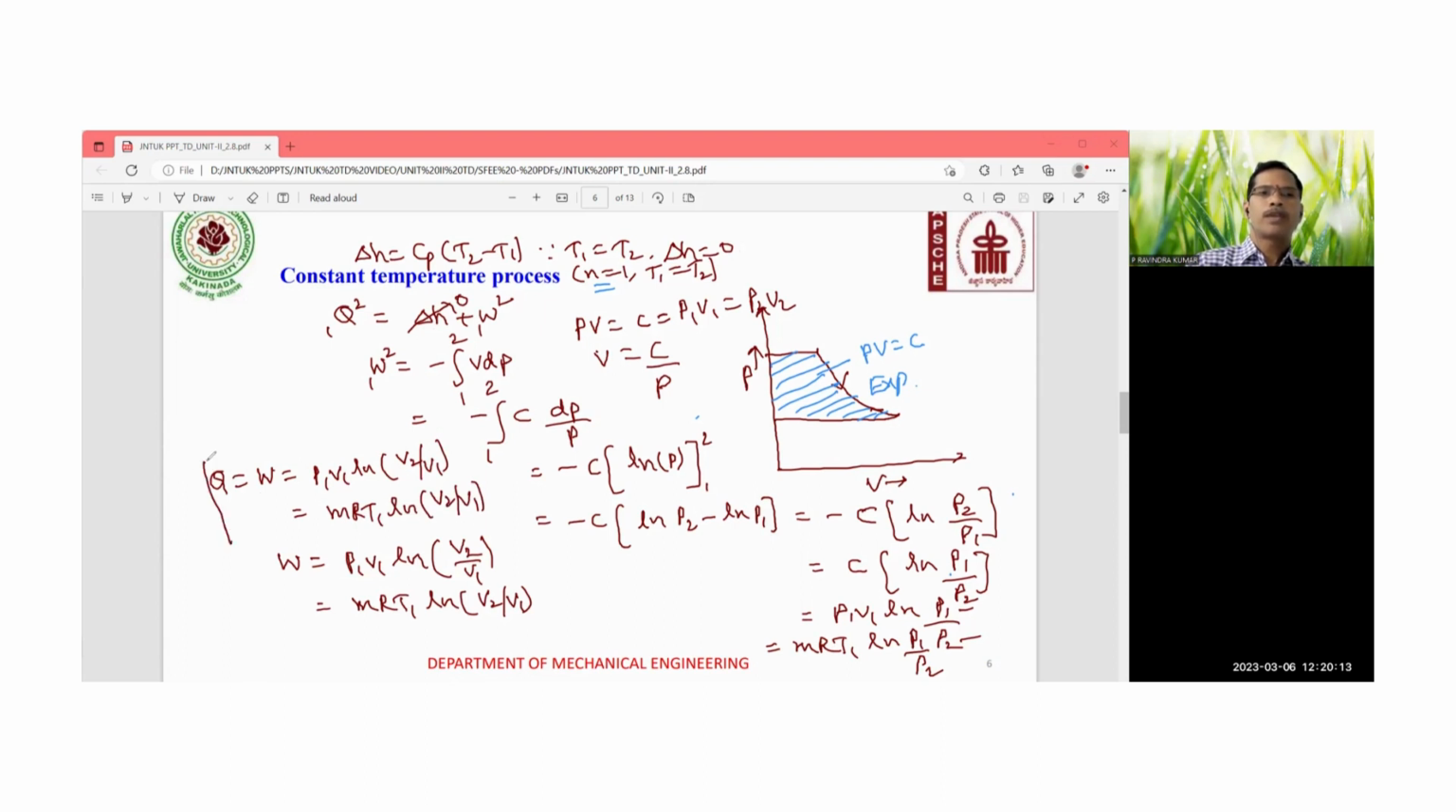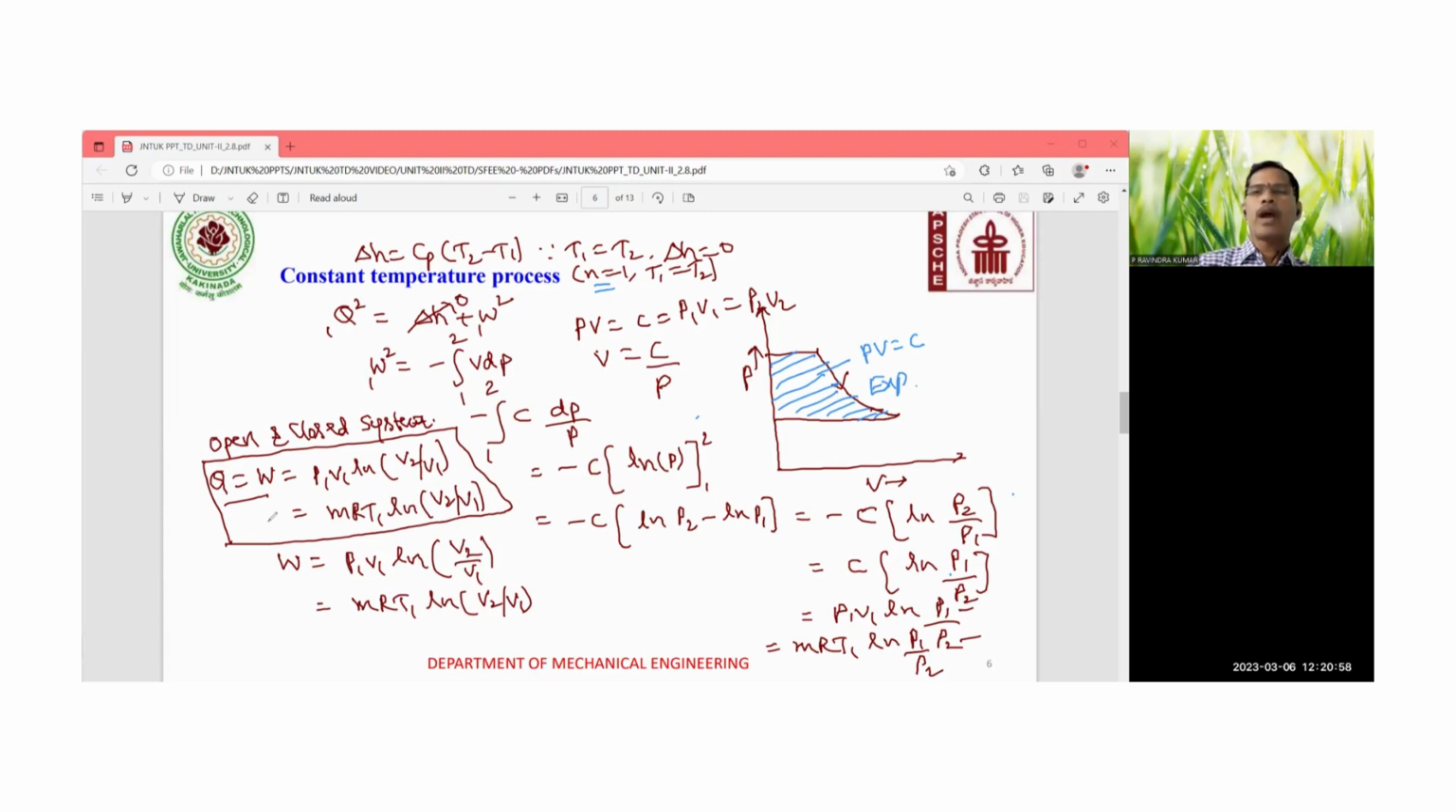So this kind of expression is valid for both open and closed systems. Sometimes they may ask, prove that heat and work transfer for the case of a flow and non-flow process is this one. Prove that heat and work transfer for the open and closed system is P1 V1 ln V2 by V1, that is nothing but equal to MRT1 ln V2 by V1. So only this particular expression is going to be valid for the open as well as closed system.